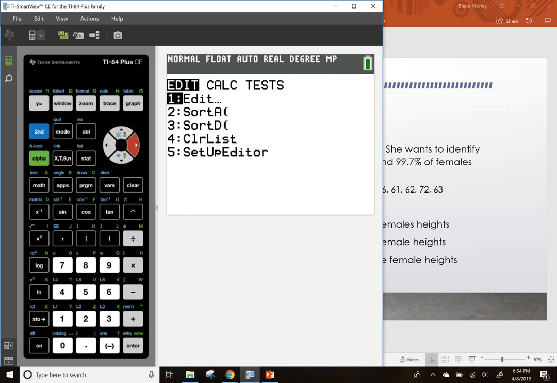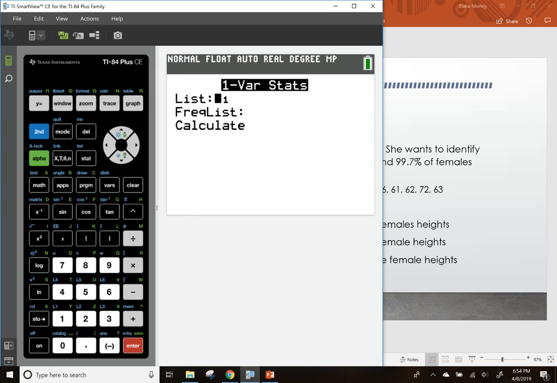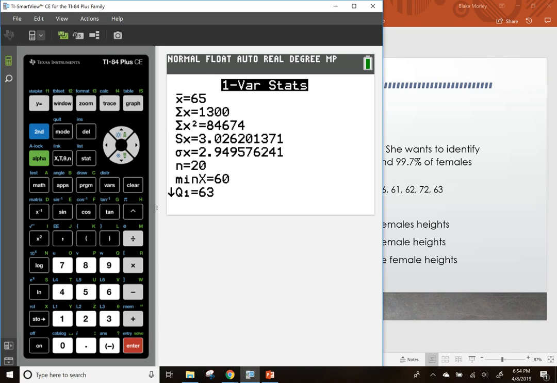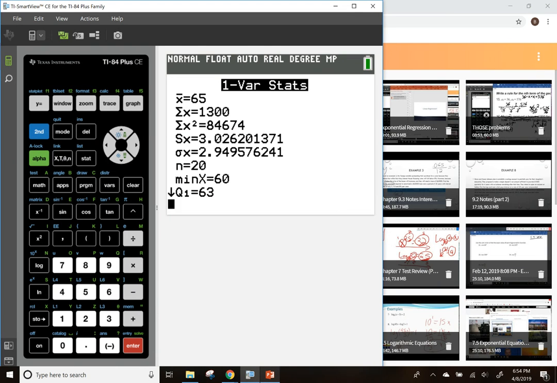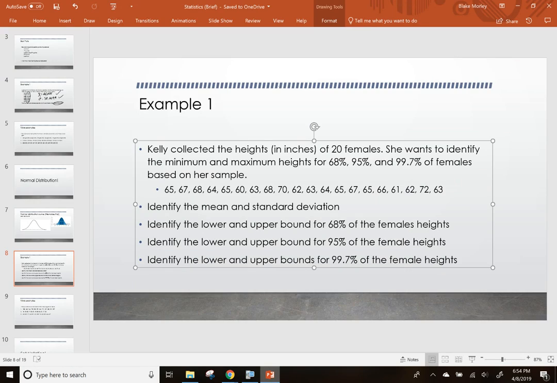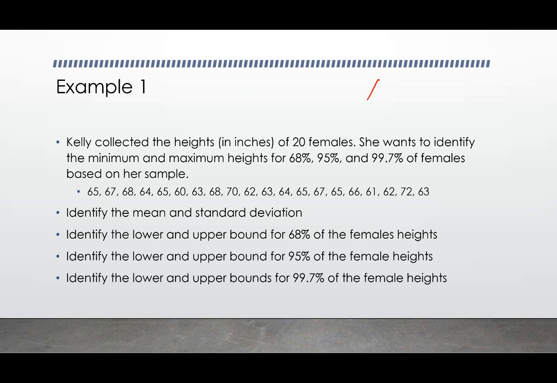We're going to go to stat, we're going to go to calc, 1-Var Stats, and we are going to get our mean, which is 65, and our standard deviation, which is 3, we'll just say 3, because that's probably good enough. I don't know if it says anything about rounding. It does not. We're going to say the standard deviation is 3, though. So let's go back to this. So what's our mean? 65? Yeah, okay. So our mean is 65, and our standard deviation is 3.